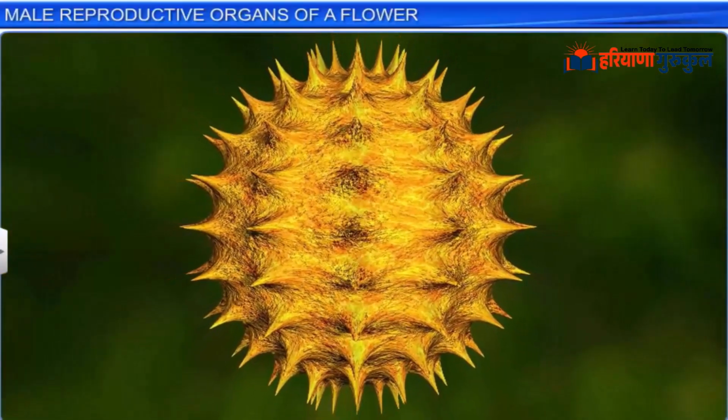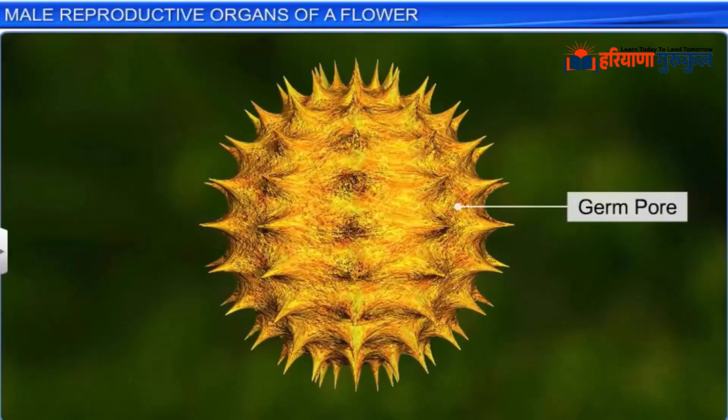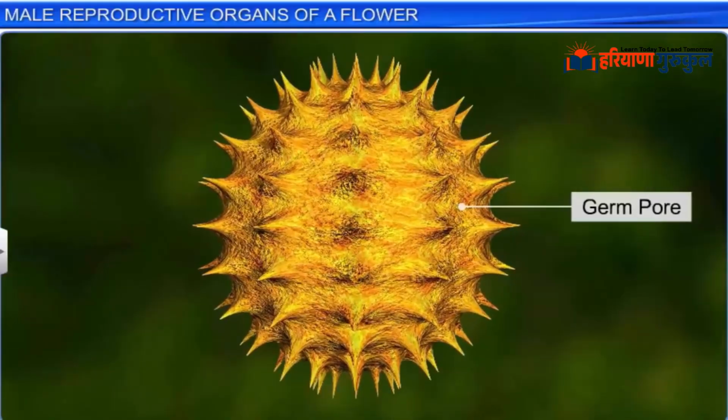However, sporopollenin is not present in the germ spore, an aperture present in the exine through which we see the germination of the pollen tube.